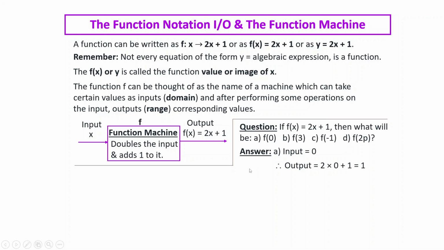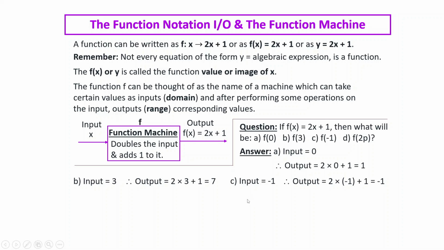Next is f of 3. That means the input is 3. Output will be 2 times x means 2 times 3 plus 1, which is 7. Third one, subpart C, input is f of negative 1, so input is negative 1. Output will be 2 times negative 1 plus 1. 2 times negative 1 is negative 2 plus 1 is negative 1.